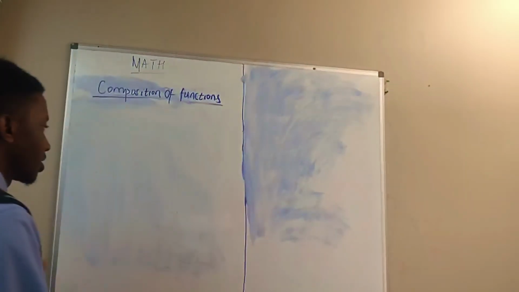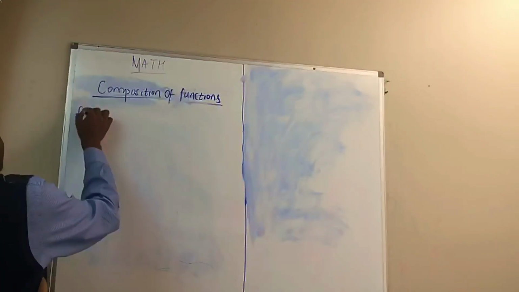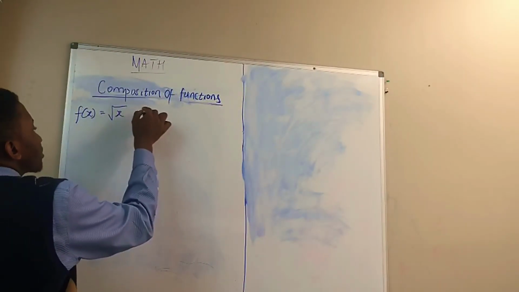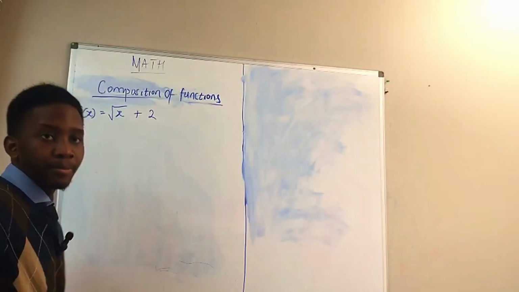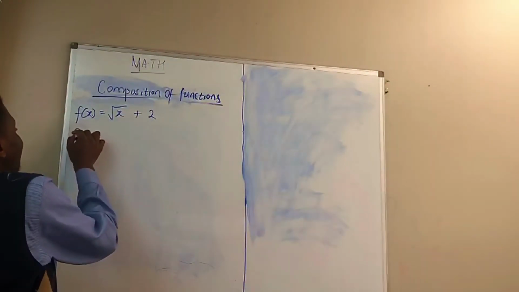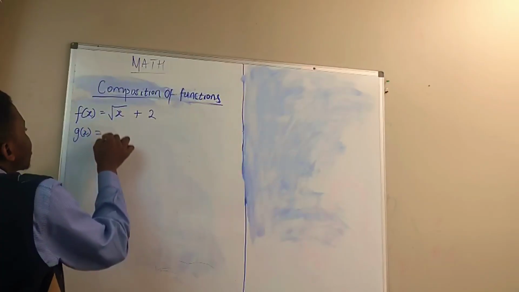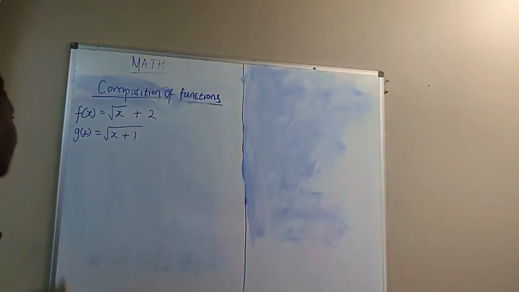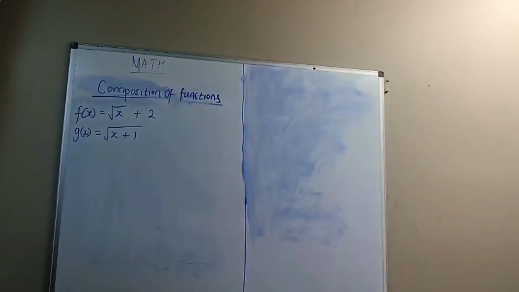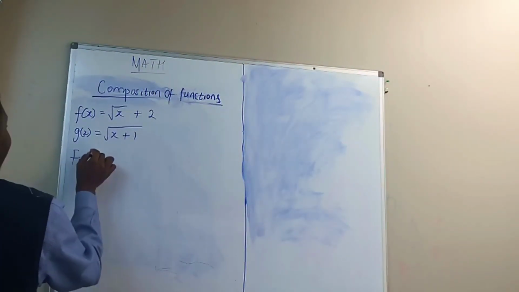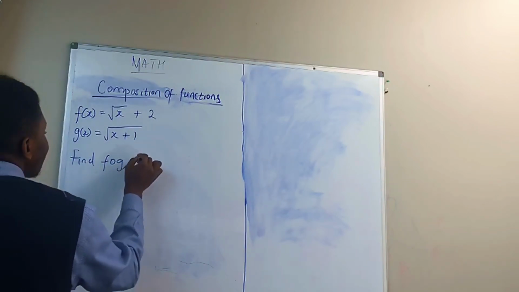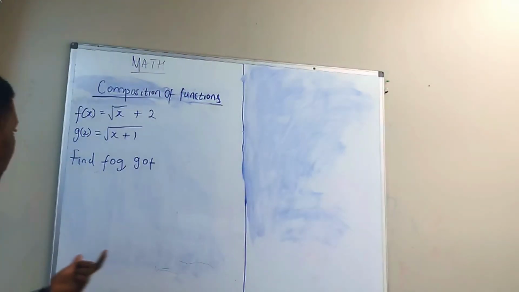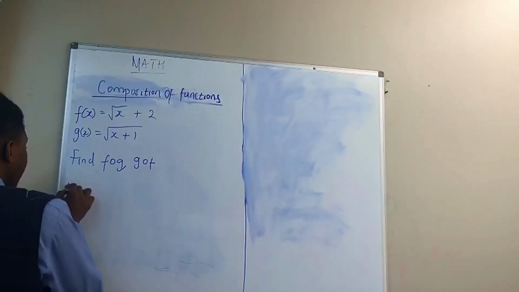All right, so let's say we're given a function f of x. We're given it to be root x plus 2, okay? And we're given g of x to be root x plus 1, okay? And then we're asked the usual question, find f of g and g of f, okay? And what we will have to do is the same thing. So let's start with the very first problem.